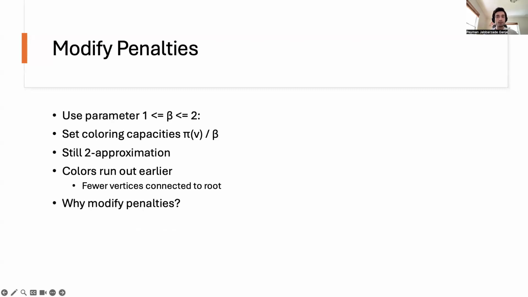So this was the Goemans-Williamson algorithm, but we modified it a little bit. We have a parameter beta, which is between 1 and 2, and we divide all penalties by beta. If we select beta between 1 and 2, then the algorithm still remains a two-approximation. But the point is that the colors of the vertices will run out earlier, which means that we will have more dead vertices and we will connect fewer vertices to the root. And why do we do this modification?